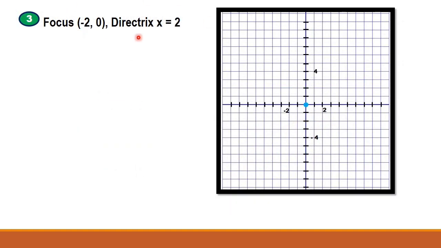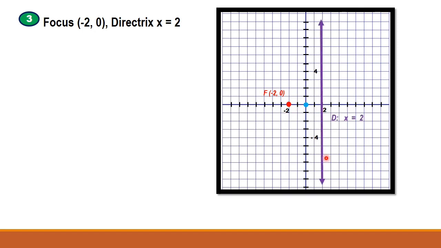Given the focus and directrix. First, plot the focus. Coordinate negative 2, 0. This is the focus. Directrix x equals 2. This is the directrix, x equals 2.